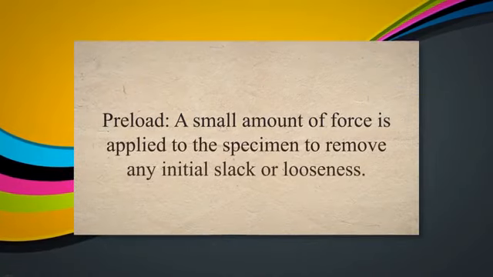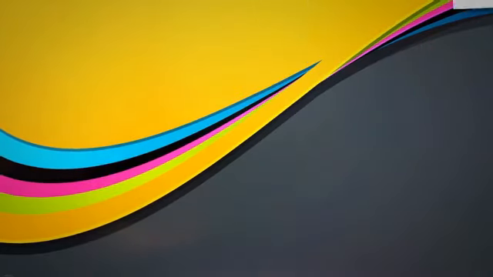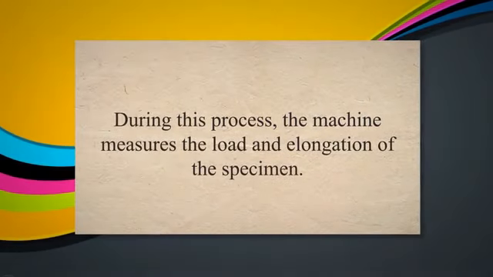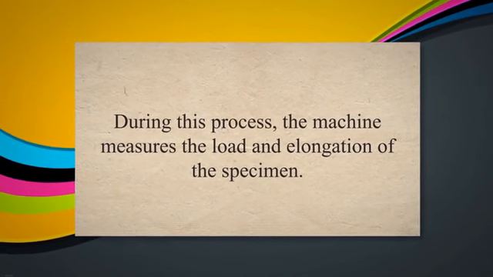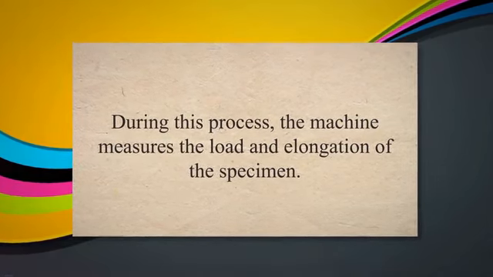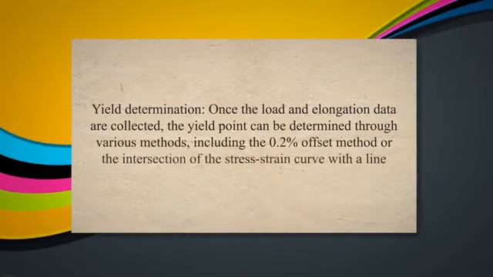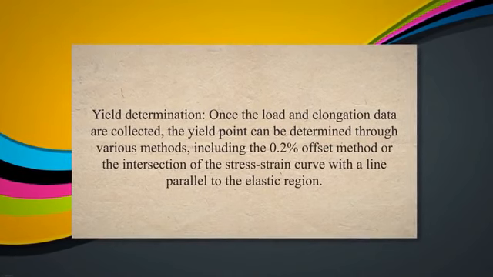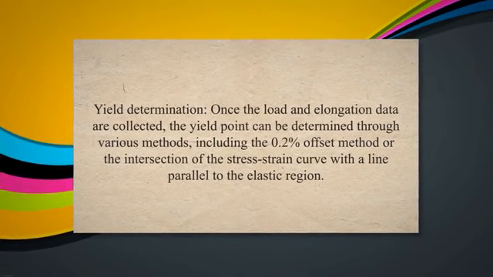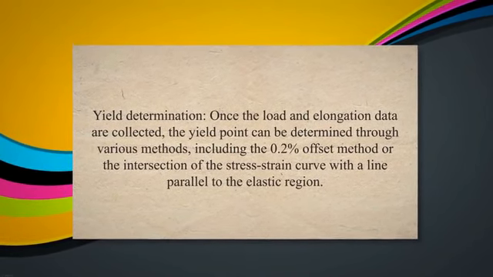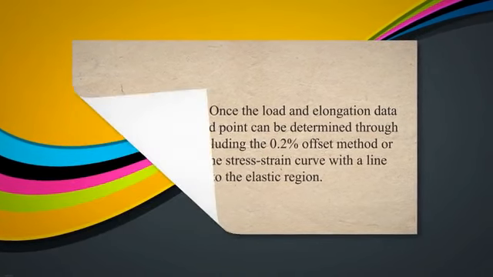Preload. A small amount of force is applied to the specimen to remove any initial slack or looseness. Tensile loading. A gradually increasing load is applied to the specimen until it reaches the yield point. During this process, the machine measures the load and elongation of the specimen. Yield determination. Once the load and elongation data are collected, the yield point can be determined through various methods, including the 0.2% offset method or the intersection of the stress-strain curve with a line parallel to the elastic region.